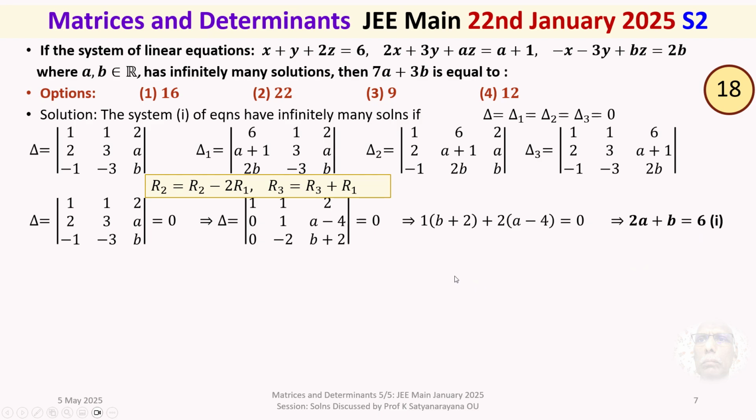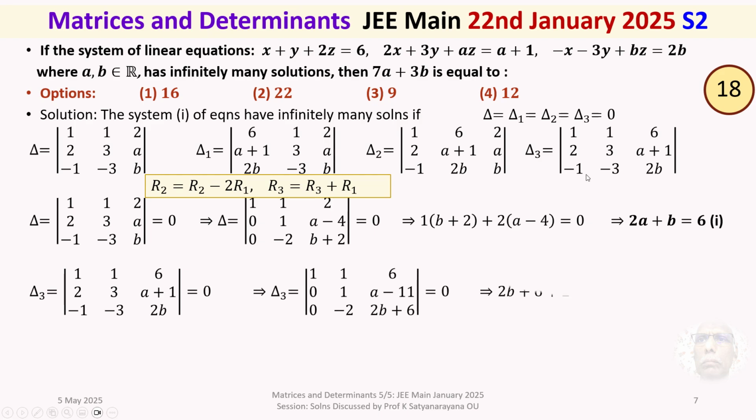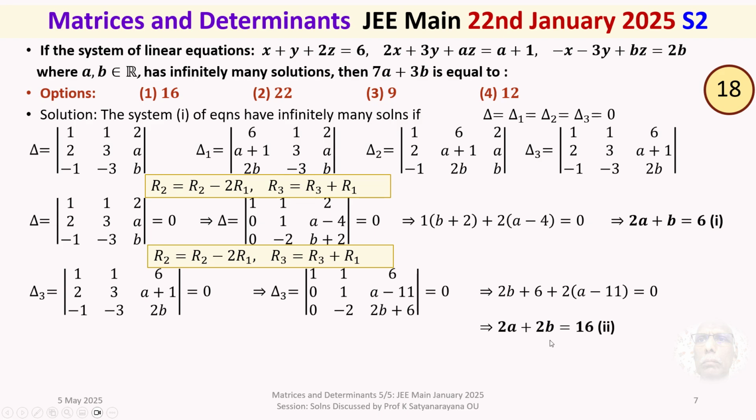This is the first equation, and let us take delta 3 is equal to 0. That will be convenient for me, because otherwise I get the product terms, and I do not want that. So I have taken delta 3, same as delta with the third column replaced by 6, a plus 1, 2b, is equal to 0. Again I made this entry 0, the same elementary operations will work here, and expanding by the first column we get 2b plus 6 plus 2 times a minus 11. Simplifying we will get 2a plus 2b is equal to 16.